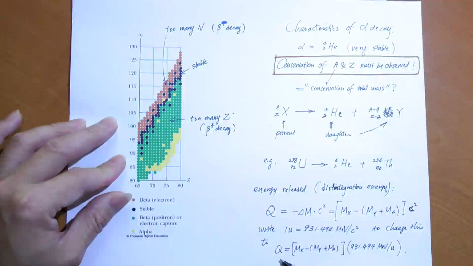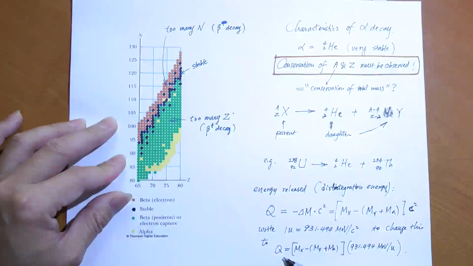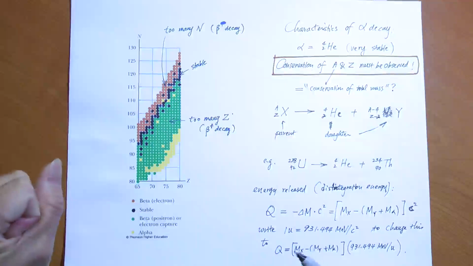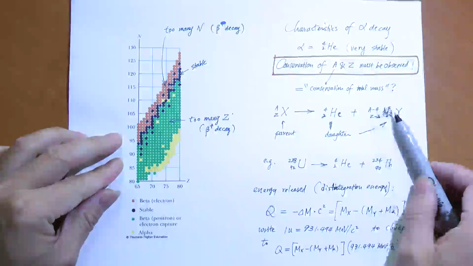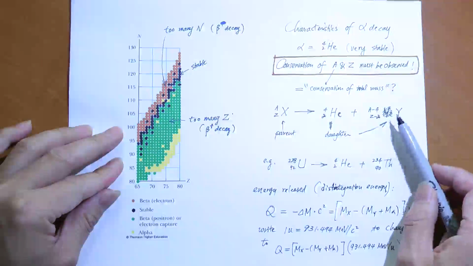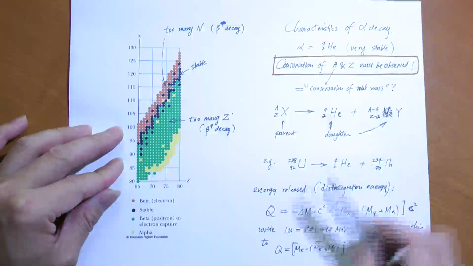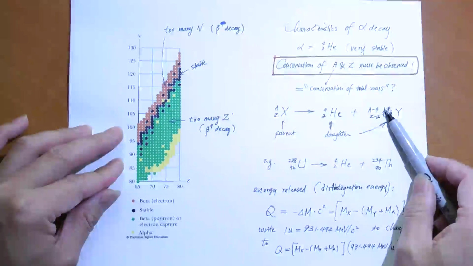And Q is called the disintegration energy. That is typically of the order of several MeV in a typical alpha decay. Now this Q is shared by the product particles, in other words, this daughter nucleus and this resulting alpha particle. They will both carry a certain amount of that energy away. They share that energy in terms of the kinetic energies of these two particles.